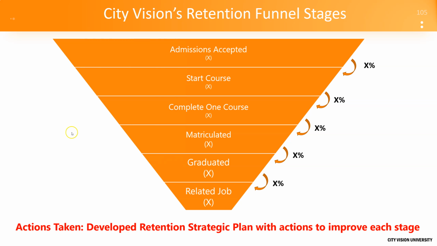And then what we do is we have a retention strategic plan with actions to improve each of these. So how are we improving from the time they start a course to completing one course? We've done a lot around our new student orientation and student services. And from completing one course to matriculated, where they've taken 4 courses usually, and then matriculated to graduated. So there's things that we can do to improve each of those stages.